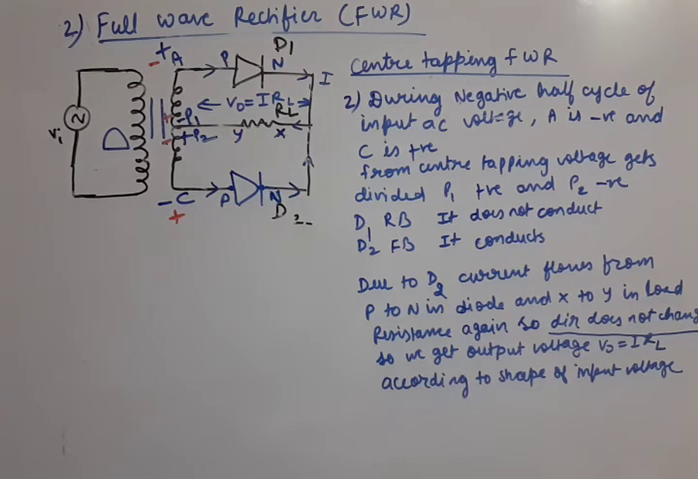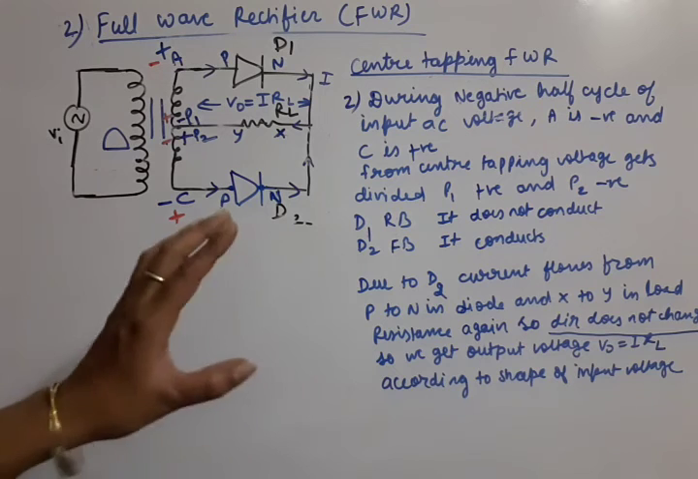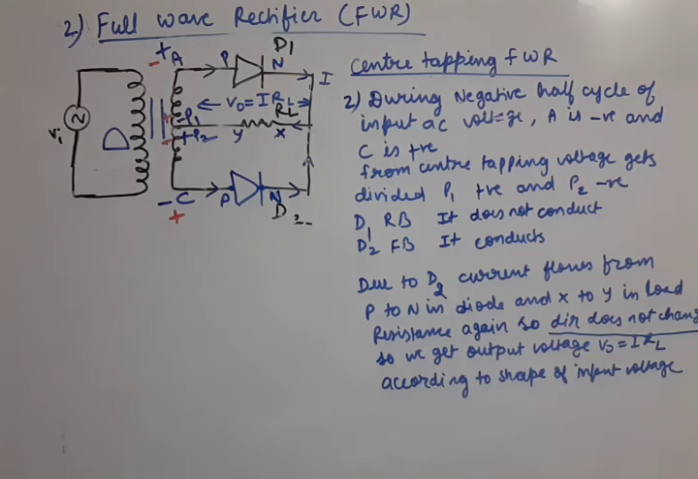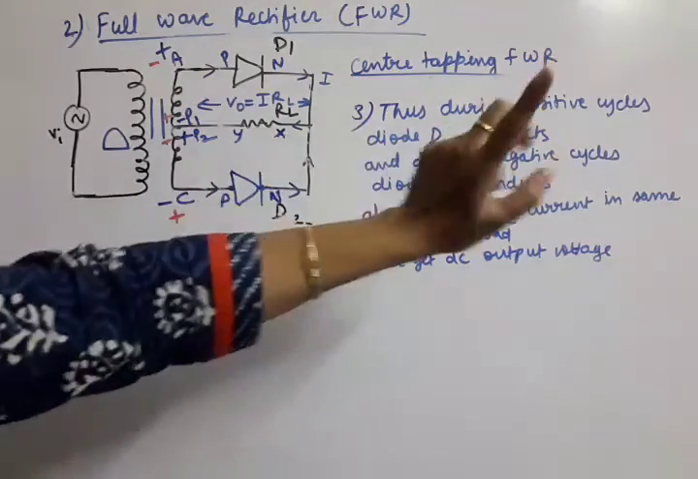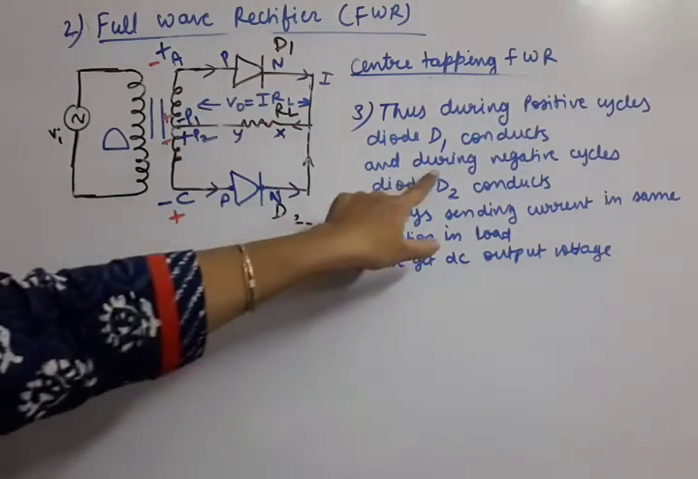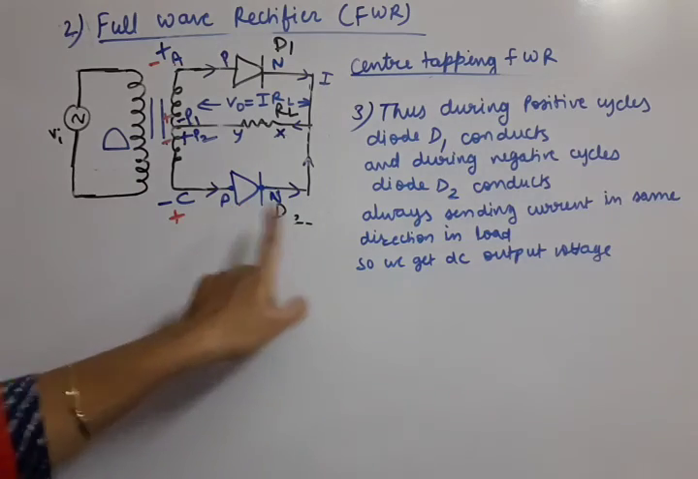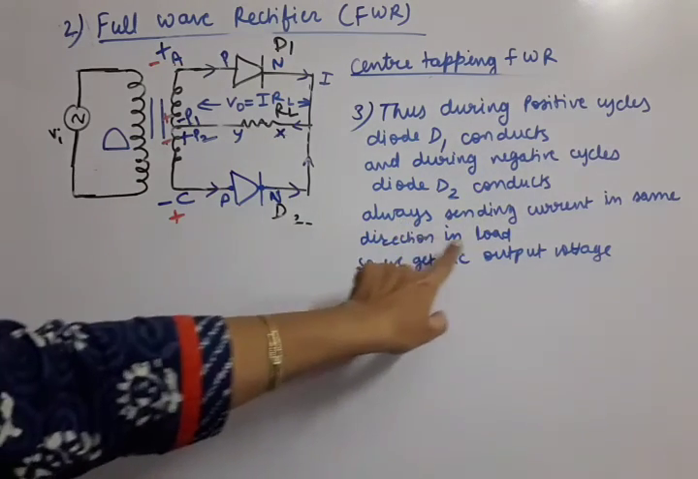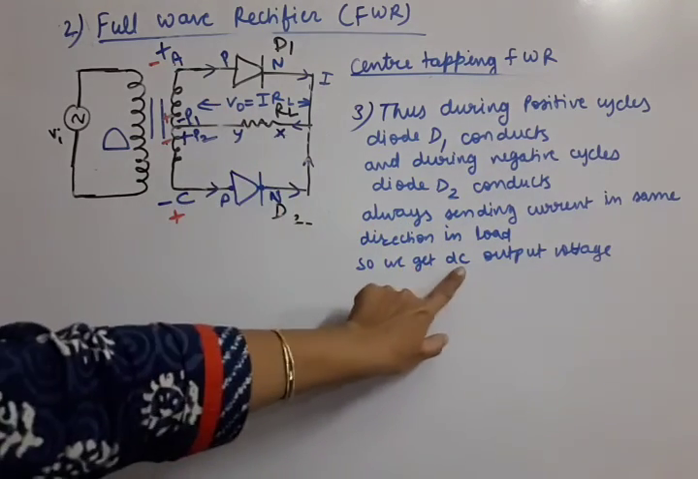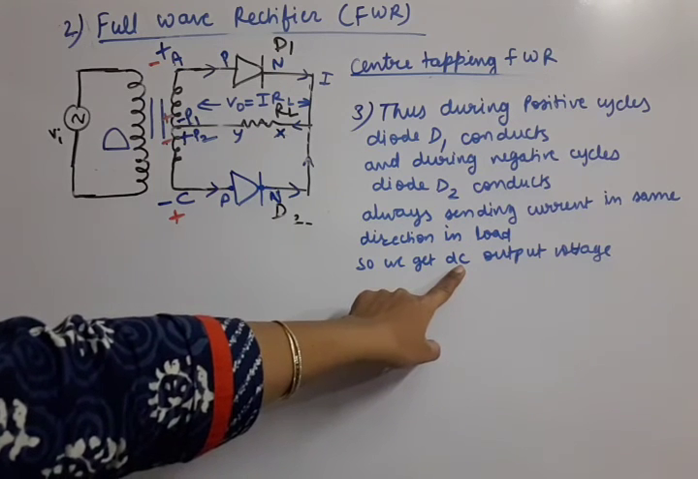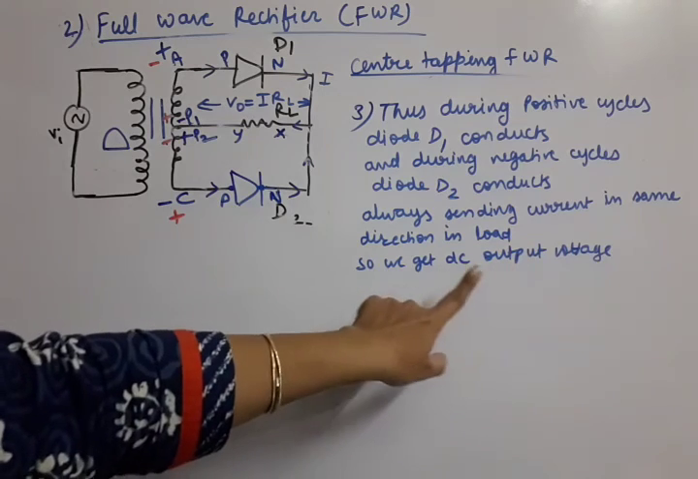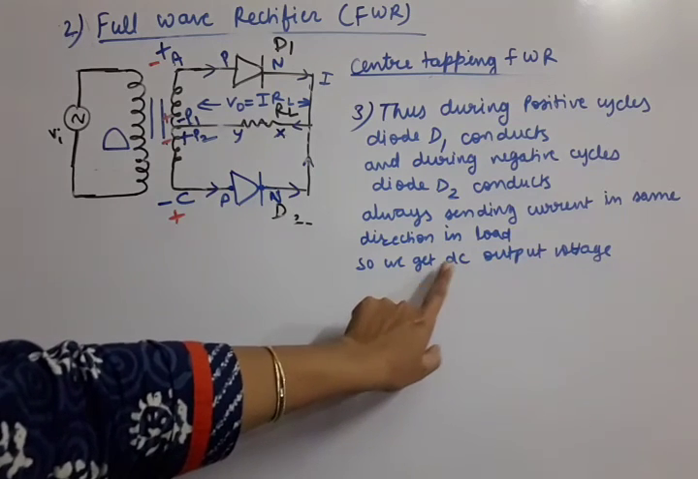So this way we have shown that in both the positive and negative pulses, the diodes are conducting alternately. This as a point number 2. The conclusion, we can write third point. Thus during positive cycles, diode D1 conducts, and during negative cycles, diode D2 conducts. They are always sending the current in the same direction in the load. So we get DC. We will not get AC now, current is not alternatingly flowing. Okay, current is not changing direction. So that's why we are getting DC output voltage.